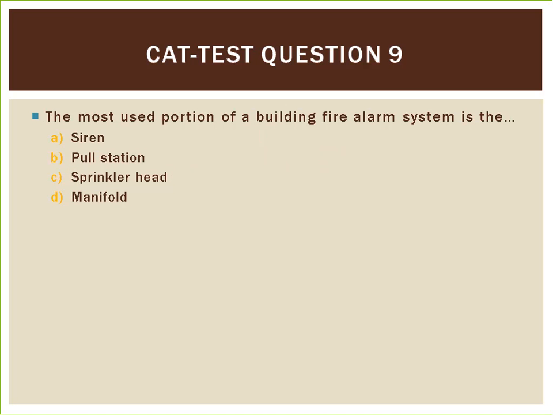CAT test question 9. The most used portion of a building fire alarm system is the A, siren, B, pull station, C, sprinkler head, D, manifold.